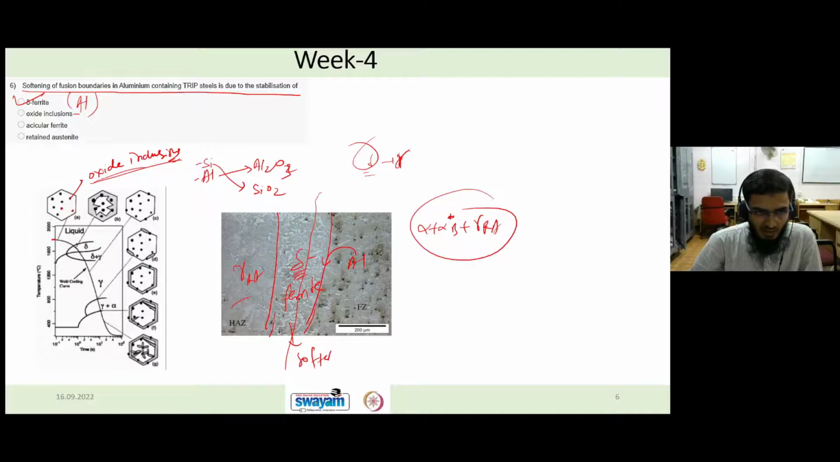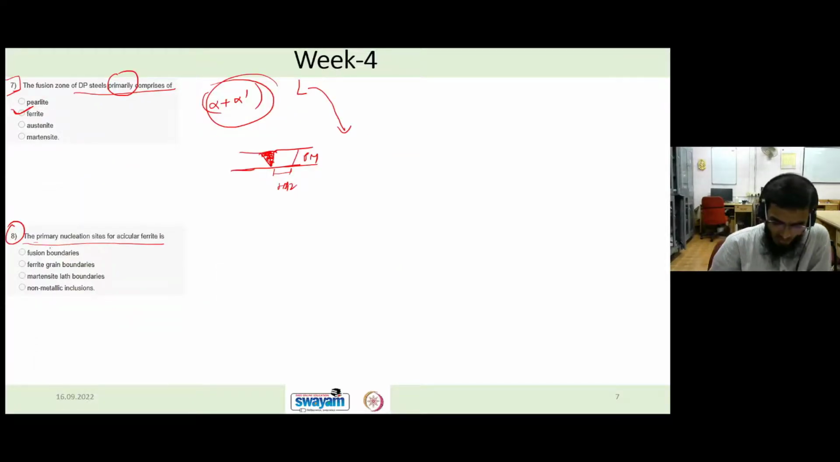You can see here from A to B, the final product is ferrite, and the morphology of this ferrite is acicular, so we call it acicular ferrite. This is what is asked in this problem. The primary nucleation site for acicular ferrite is non-metallic inclusion. The option D is the correct one. I hope it is clear.